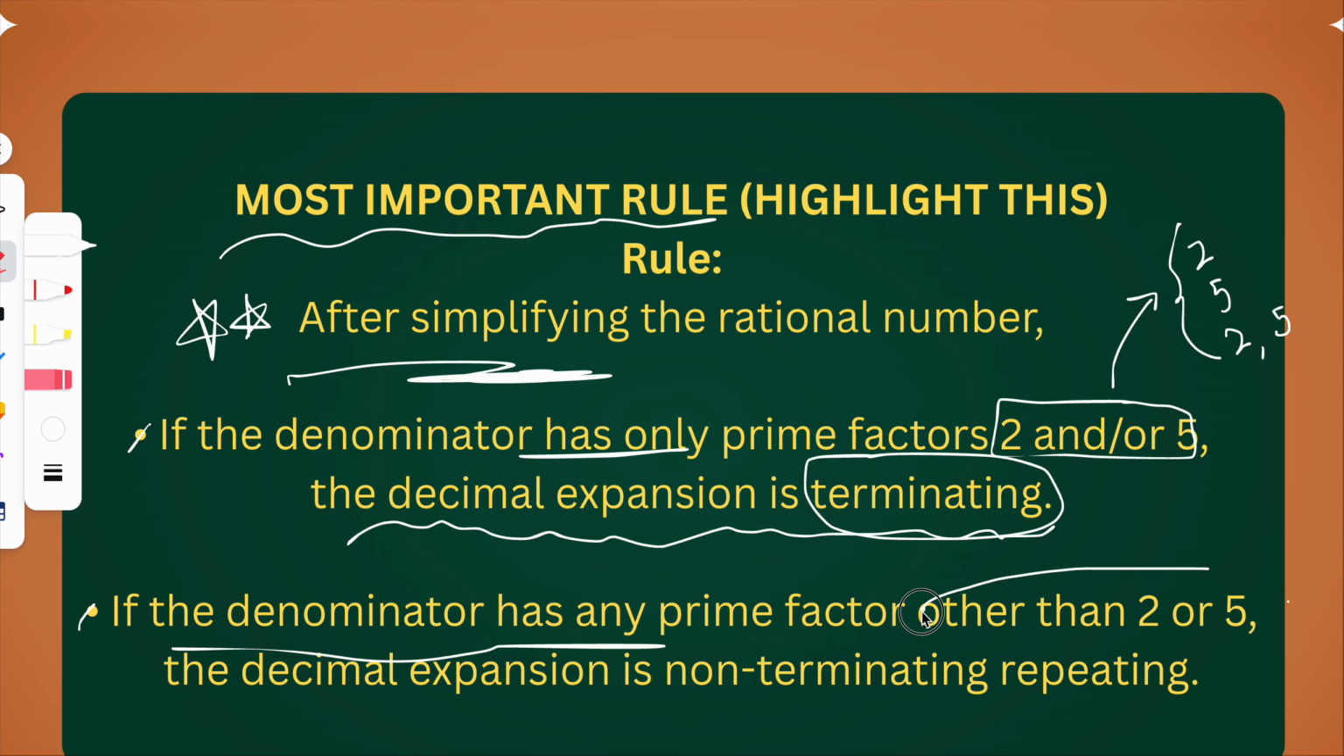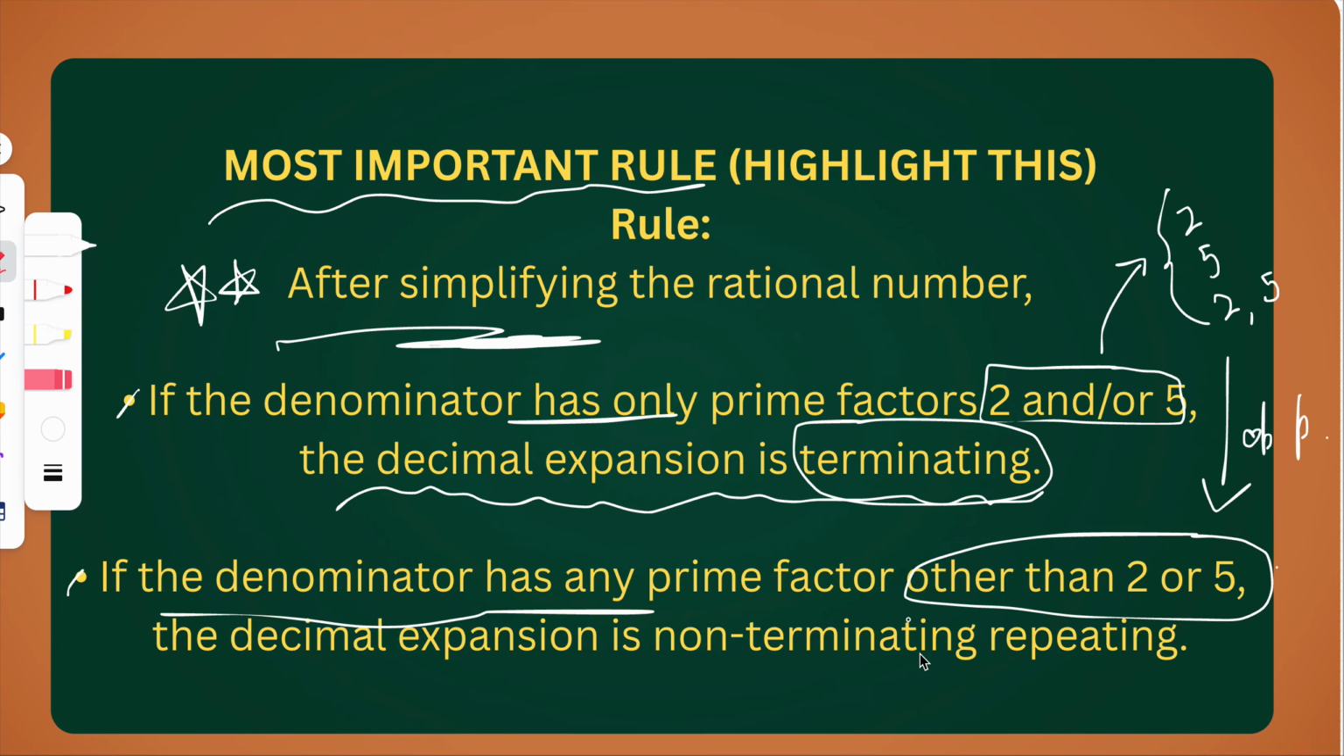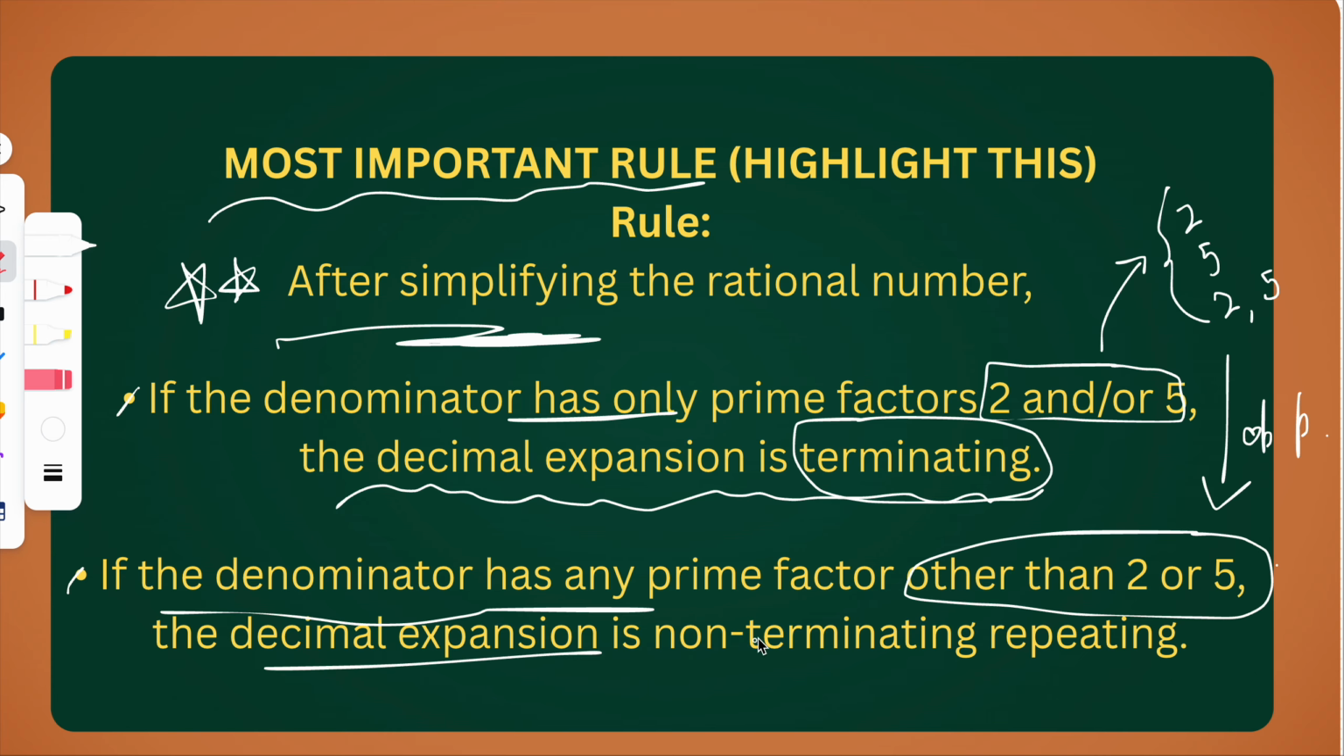Similarly, the second point, which is very important: if the denominator has any prime factor other than 2 or 5, मतलब बेसिकली इसका ऑपोजिट। ओके, इफ द डिनोमिनेटर हैज़ प्राइम फैक्टर्स अदर दैन 2 और 5, मतलब आफ्टर सिंप्लीफाइंग, अगर उसके डिनोमिनेटर के प्राइम फैक्टर्स 2 और 5 के अलावा हो, जैसे कि 3, 7, 11, 13 ये सब आए, सो देन द डेसिमल एक्सपेंशन इज व्हाट?